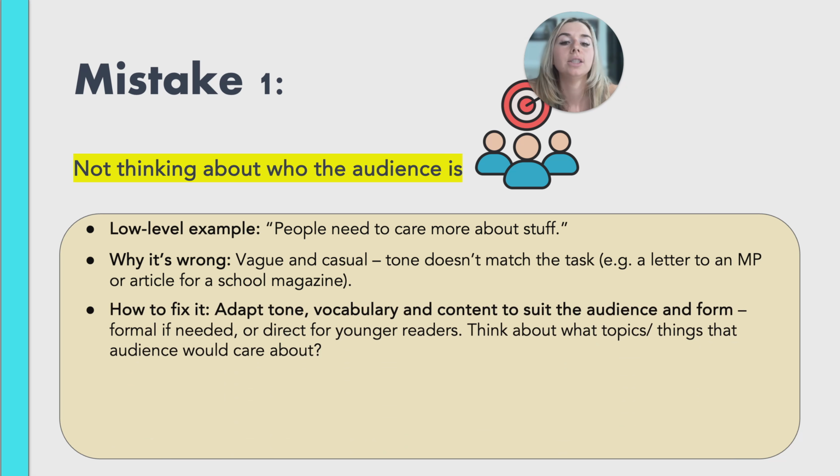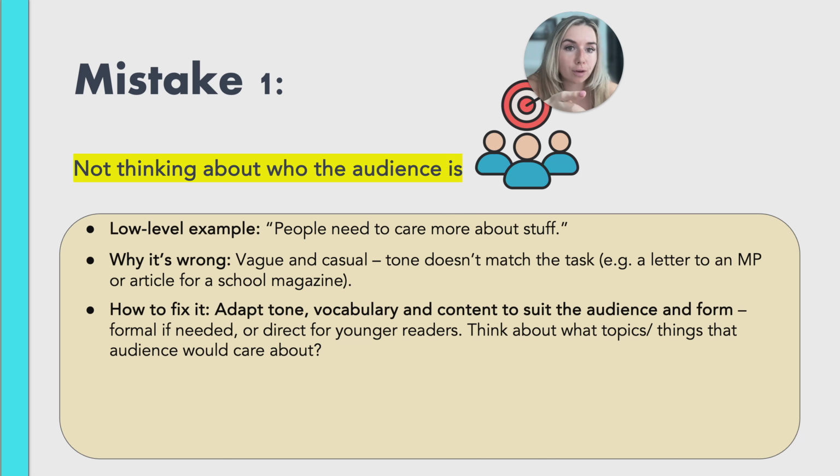So how to fix this? You want to adapt the tone, so formal, informal, vocabulary, like how sophisticated it is, and content to suit the audience and form. When I say content, it's like, what kind of things would you talk about if you're talking to a teenager versus if you're talking to an adult? If you're talking to a teenager, you might talk about things like TikTok or school or exams. If you're talking to adults, you might talk about work or taxes or their kids' education. So think about picking topics that would be relevant to your audience.